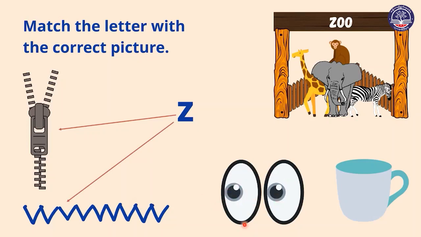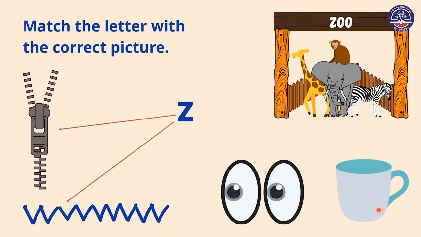Now let's move on to the next picture. What is this? You see two eyes, right? This is eyes. Eyes. One more time. Eyes. Does eyes start with letter Z? Is it z, sigh or eyes? Yes, that is I, so it doesn't start with letter Z. So we have to skip this. Good job.